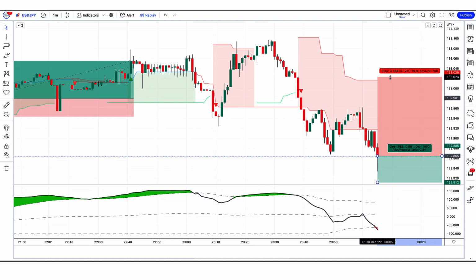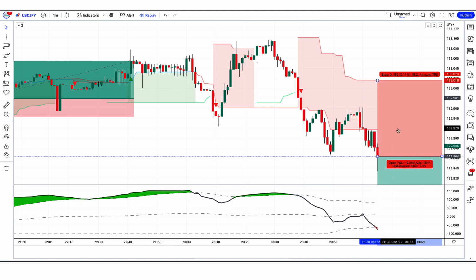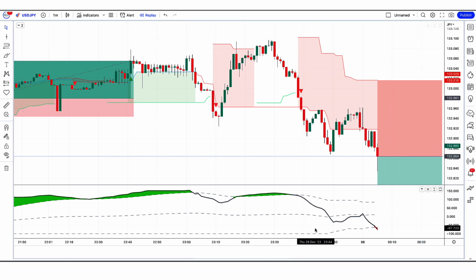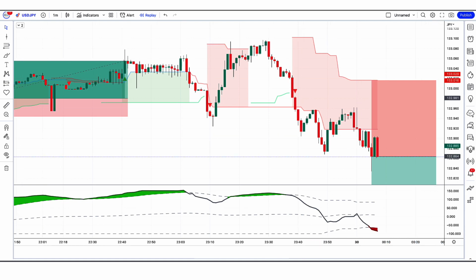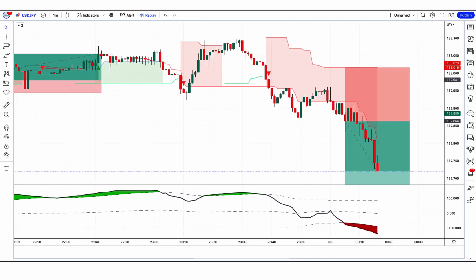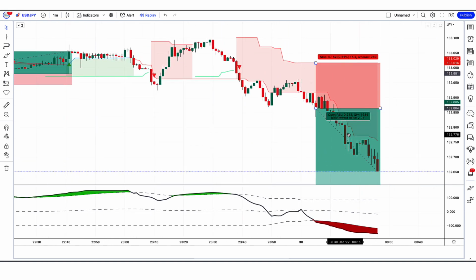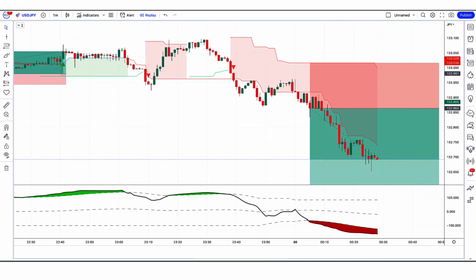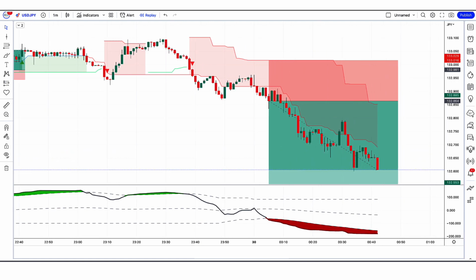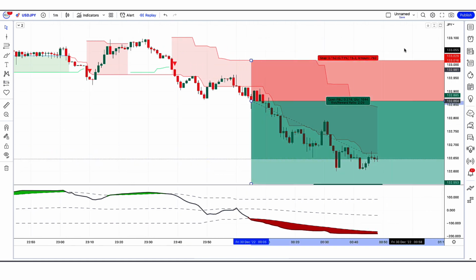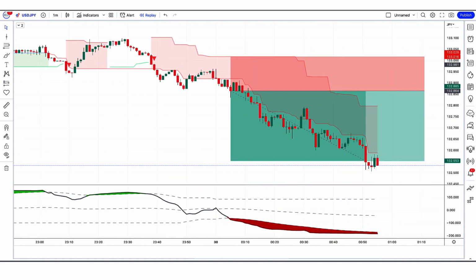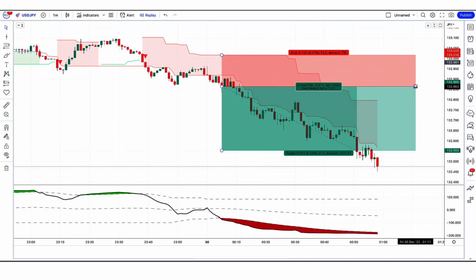Our stop loss will be placed at the follow line trend indicator of higher line. And the risk to reward ratio will be 1:2. Let's see what happens to our trade. Our trade is running in profit. We have won the trade. Let's find the next trade.